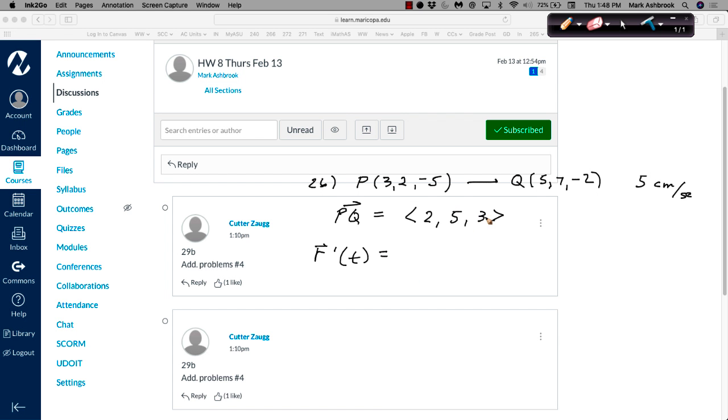Is that 38 is the magnitude? Square root of 38? Yeah. So then we're going to take, so say, 1 over square root of 38 times... And what is that? That's a unit vector in the same direction as 2, 5, 3. So it has magnitude 1. So then we multiply that by 5. And now we've got a vector of magnitude 5 in that same direction.